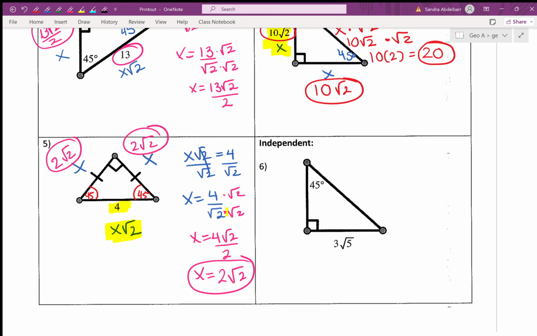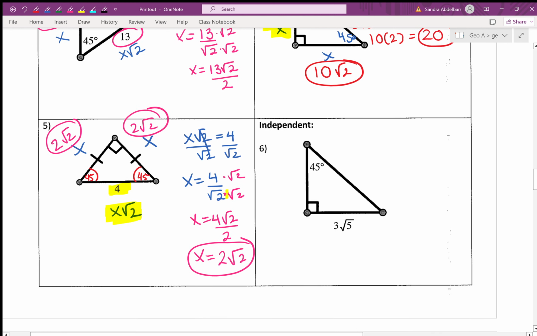All right, I want you to do number 6 by yourself, and then we're going to move on to some more difficult problems, bringing quadrilaterals back into things.